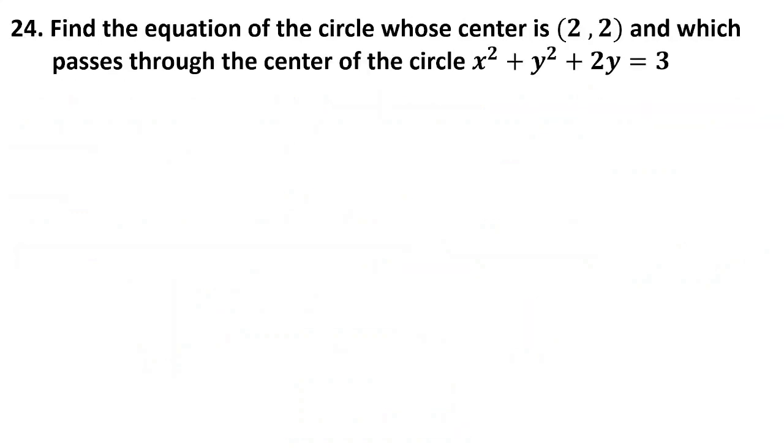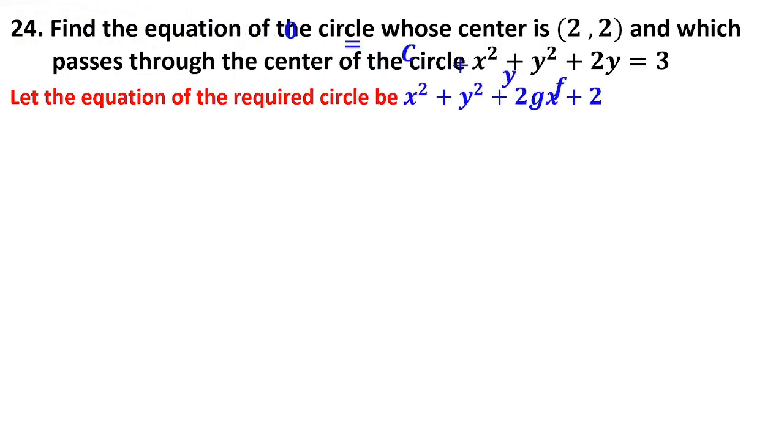Question number 24. Find the equation of the circle whose center is 2, 2 and which passes through the center of the circle. Here you have been given a center and a point. Two ways of doing this problem. Center is given. You find the point on the circumference, get the radius and apply the formula. But there is one more method.